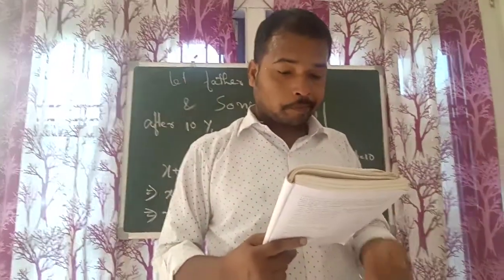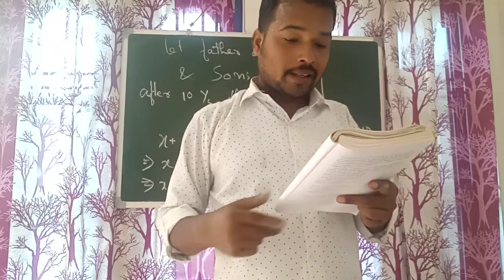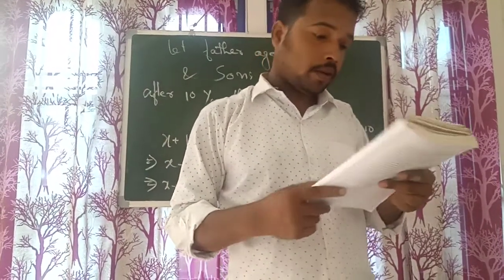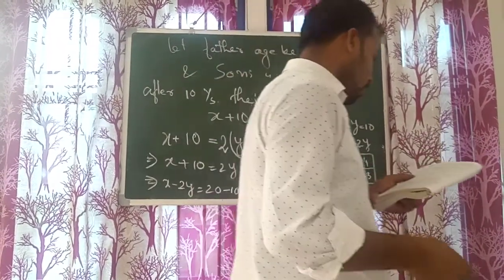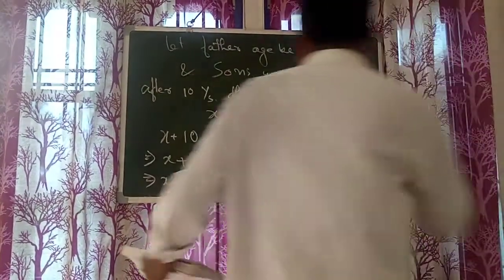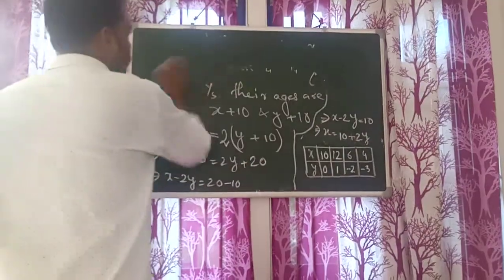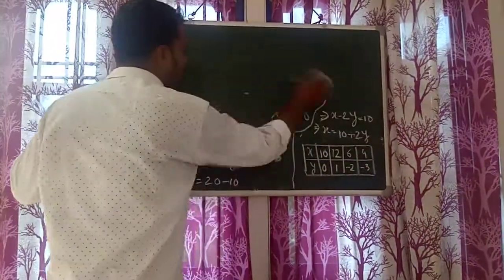Then the rest part, see question number 4. Question number 3 is for your homework. Question number 4 is about fraction. That's why I am explaining.